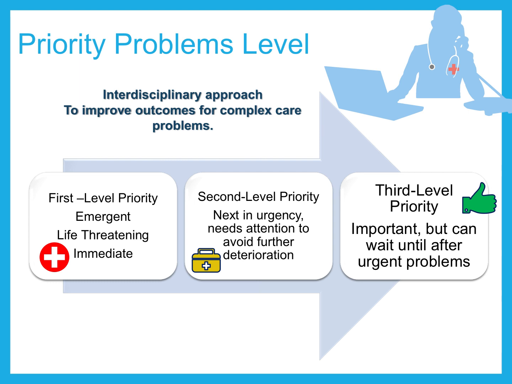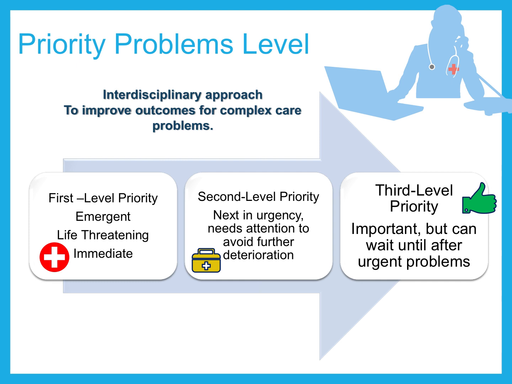Second level priorities are not as urgent as first level, but they do require prompt intervention to prevent further deterioration, like a mental status change, acute pain, acute urinary elimination problems, abnormal lab values, risk of infection, risk to safety or security.